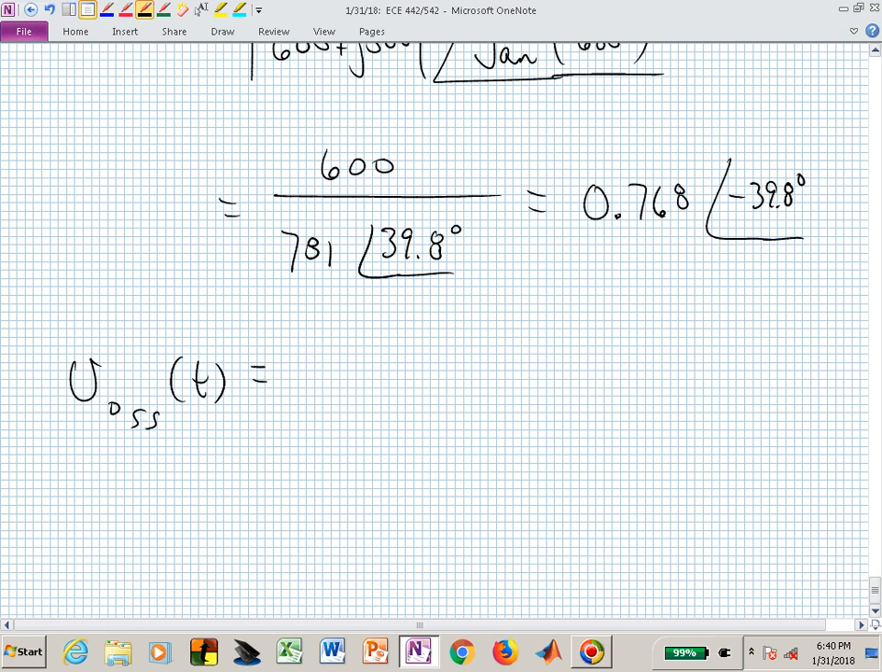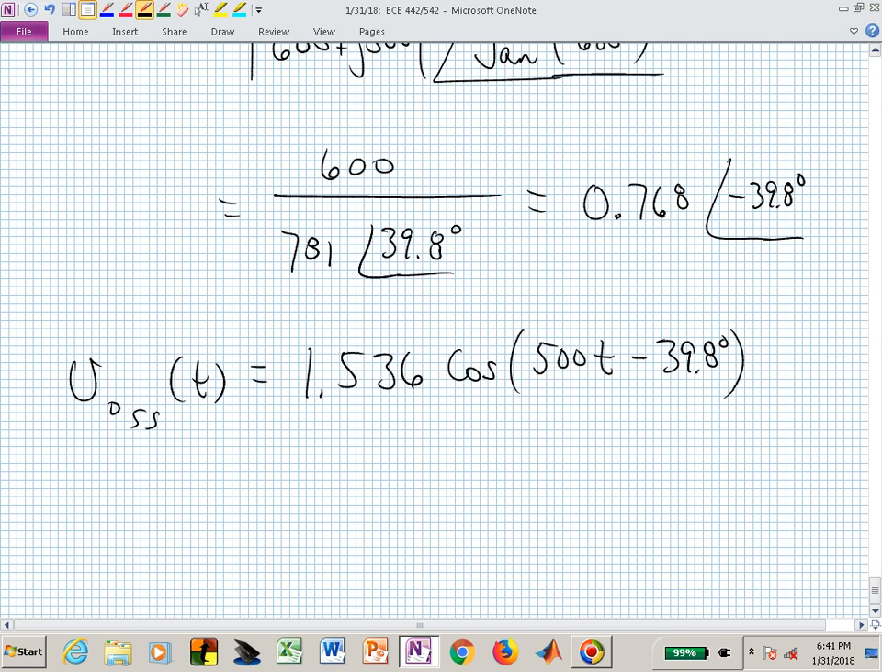V sub o of t is now 2 times, because we started with 2, we take 77% of 2, and that ends up being 1.536 cosine, we're still shaking at 500 radians per second, minus 39.8 degrees. Now that first term in the argument of the cosine is in radians, and the second term is in degrees. So if you were computing this, you would need to make sure both of those were in consistent units before you found the cosine. And that's for each time.